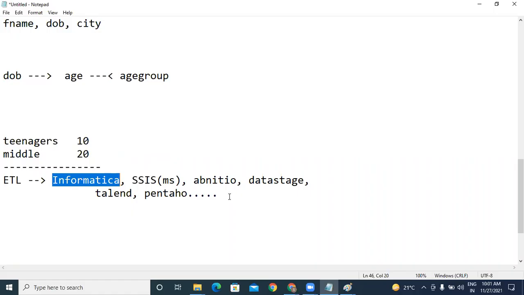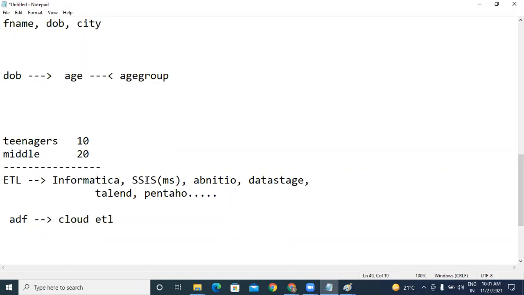But what is the importance of ADF? Already a lot of tools are popular in the market. But even so, why is it again special? Let's talk about only Microsoft. Microsoft has its own ETL, which is SSIS. But again, they released one more product called ADF. Because one thing, this is a cloud ETL.